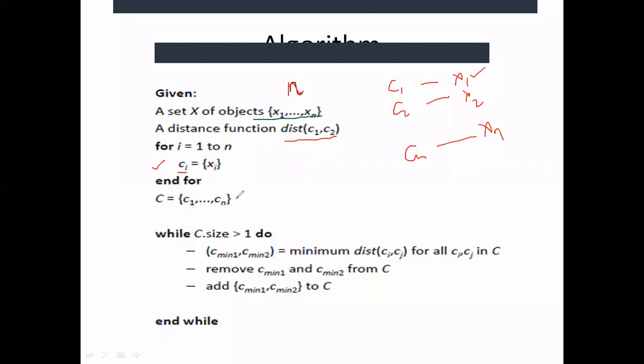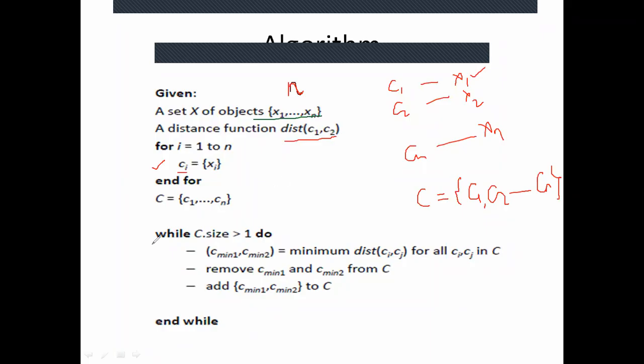Fine. Next, I'm taking a set C. If there are n clusters, I'm storing all these clusters in one set: C1, C2 to Cn. So right now in this set I have n clusters. What was the basic idea of hierarchical clustering? Depending upon this distance function, we will start merging different clusters until we get one cluster.